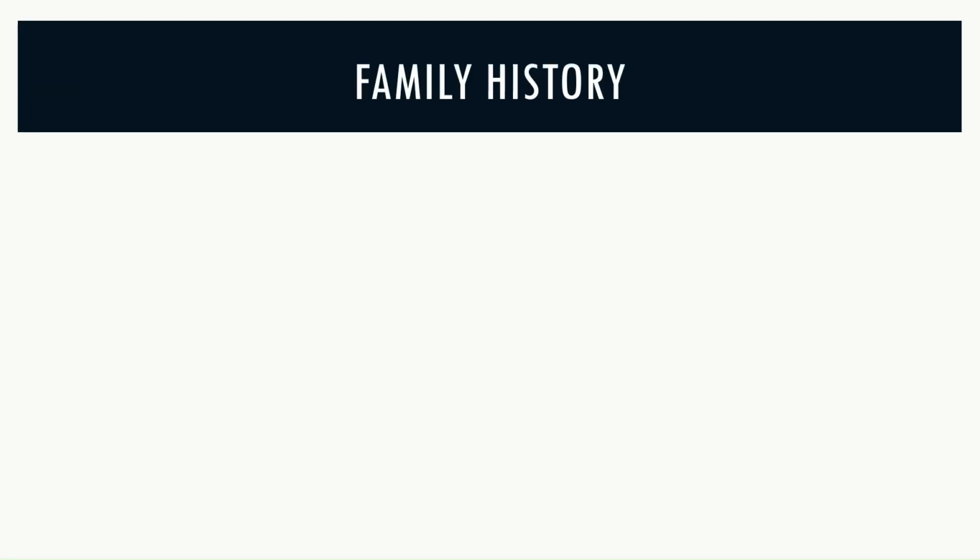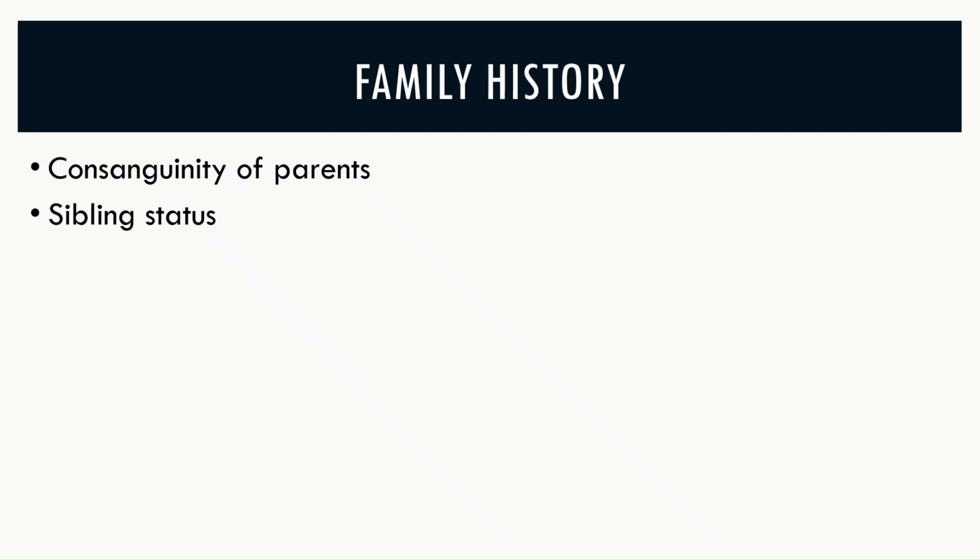Next, family history. In family history, first we should inquire about consanguinity of parents, as it may be associated with certain hereditary disorders. Next, we assess sibling status, including number of siblings and their health status. The marital status of the patient and health of spouse should be documented.